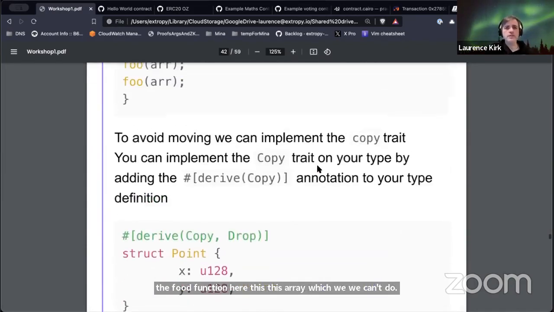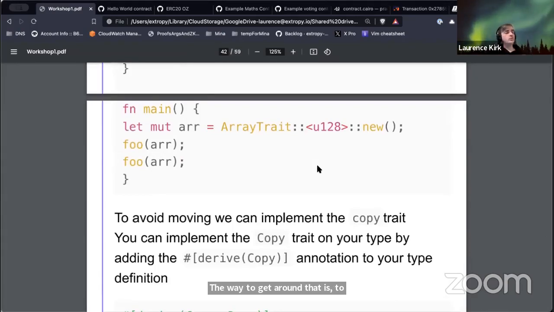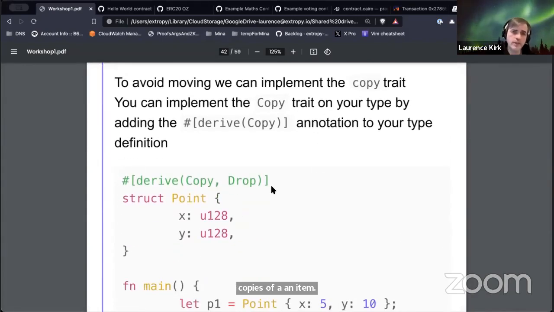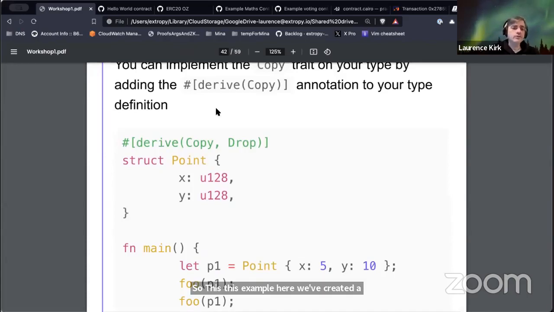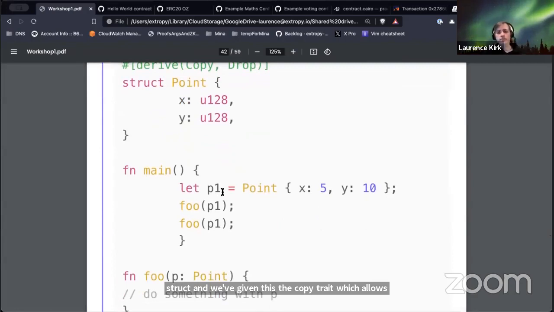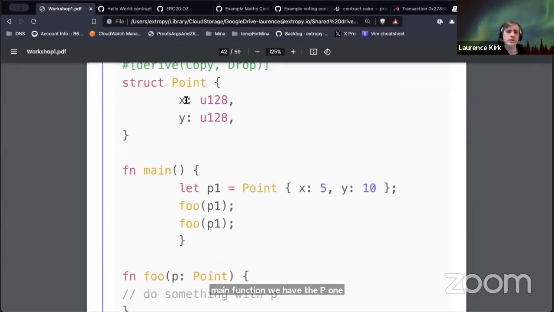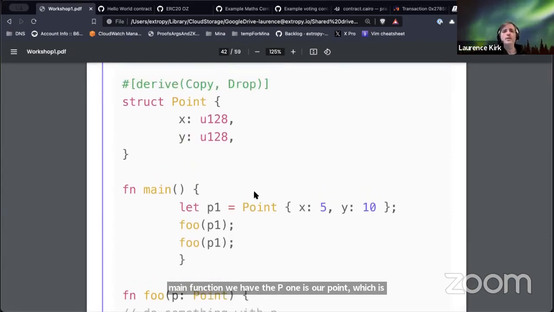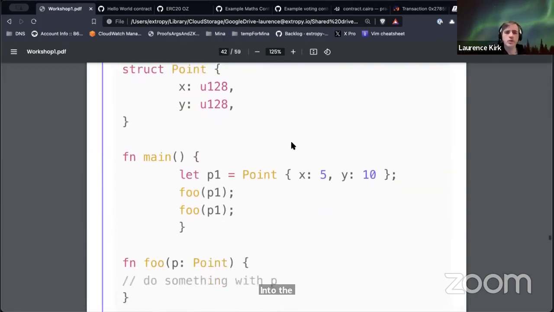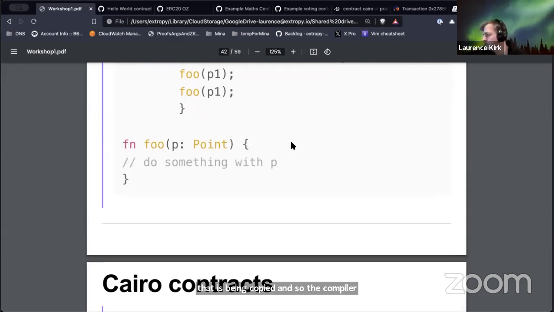The way to get around that, in general, is to use something like a copy trait, which allows us to make copies of an item. So in this example here, we've created a struct and we've given this the copy trait, which allows us to use it multiple times. You can see here in this main function, P1 is our point, which is from our struct here, and we create that giving X and Y values, and then we can pass that into the foo function, and we can do that twice because that is being copied, and so the compiler knows how to do that correctly.